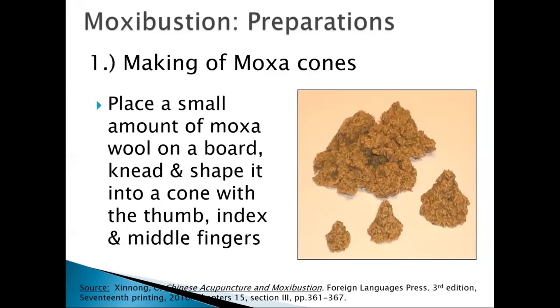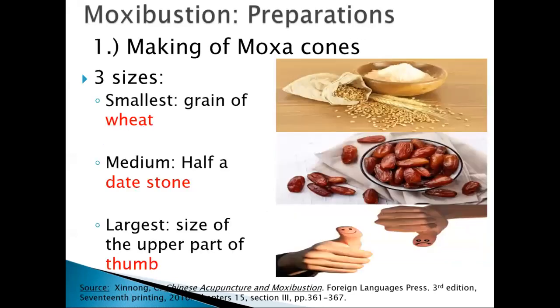So making of moxa cones, you place a small amount of moxa wool on a board, knead and shape it into a cone with the thumb, index, and middle fingers. So you have three sizes. Generally, in the classic description, the smallest is described as a grain of a wheat, the medium, half a date stone, and the largest moxa cone would be approximately the size of the upper part of the thumb.